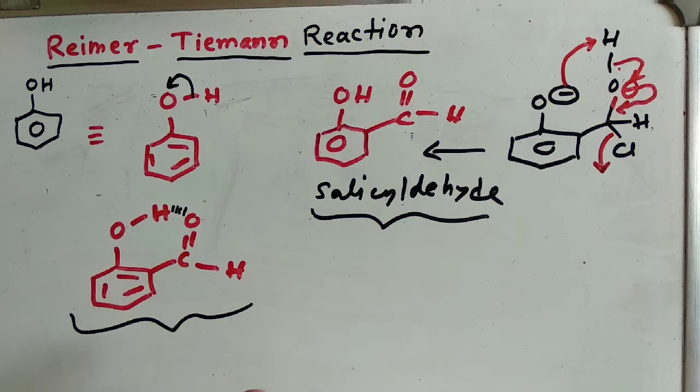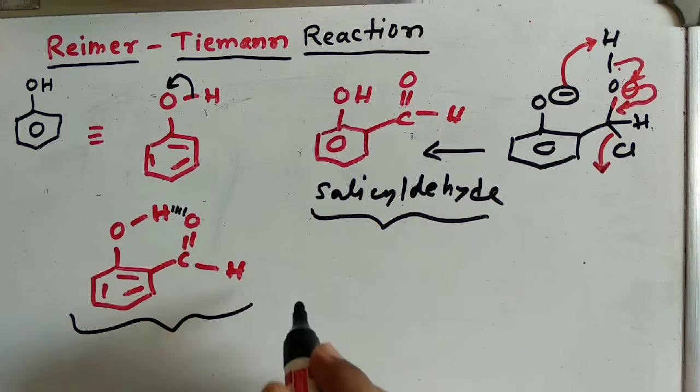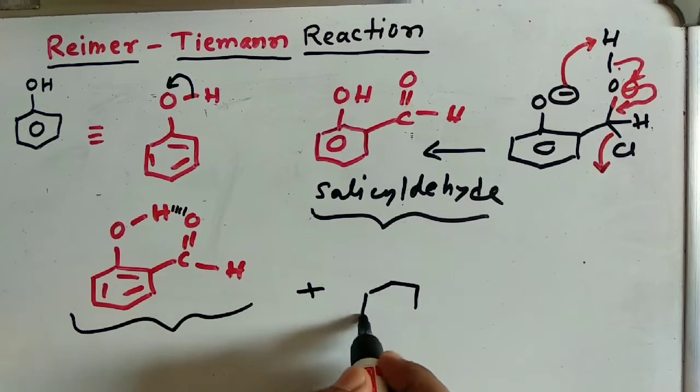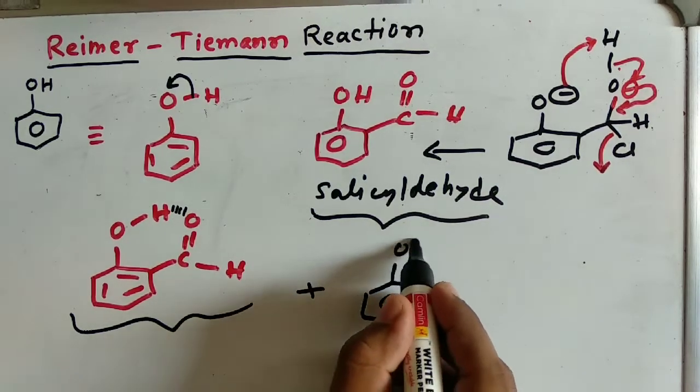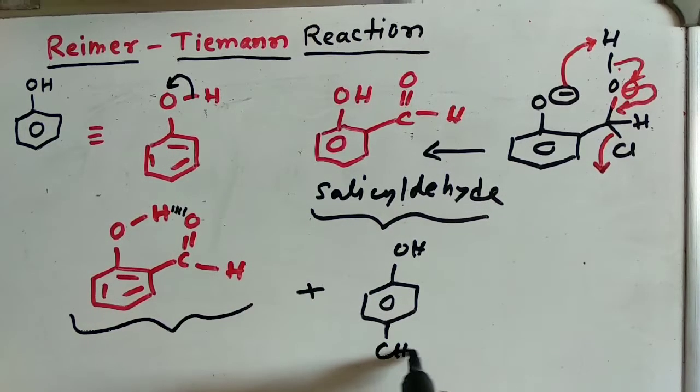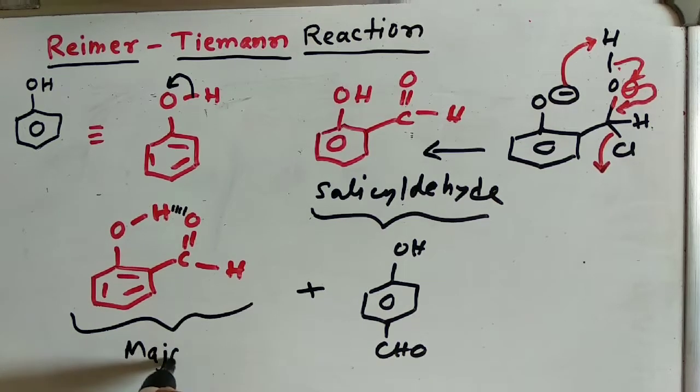And finally we get the ortho product as the major product, and of course we get the para product, but that is the minor product, that is OH and CHO. So that is the minor product. This is major, the ortho product, and this is minor.